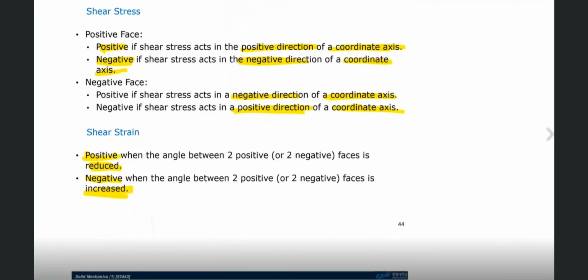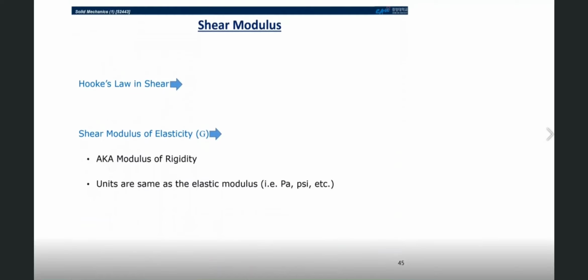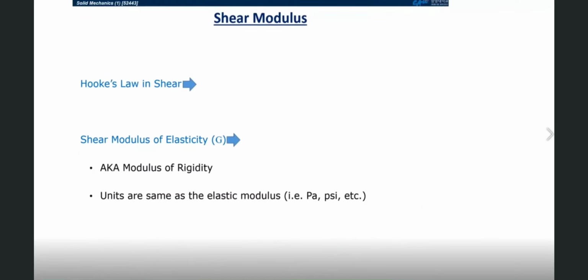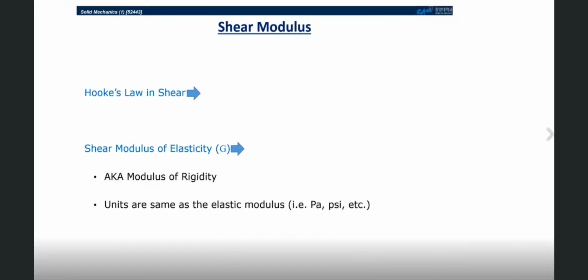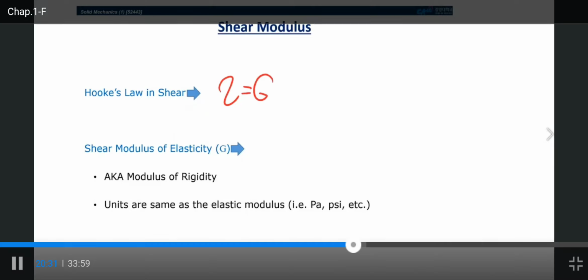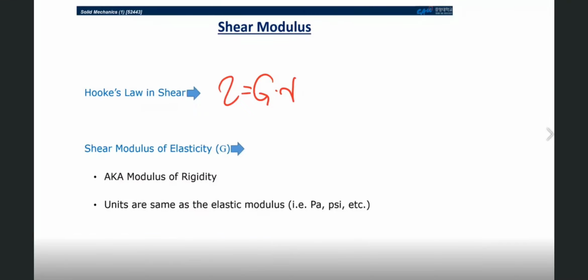Right? And move on to the shear modulus. Now let's consider one of the important mechanical properties, the shear modulus. According to Hooke's law, in shear we can obtain this specific equation. Tau is equal to G gamma, and we already defined what tau is. Tau is the shear stress, and what is gamma? Gamma is the shear strain.